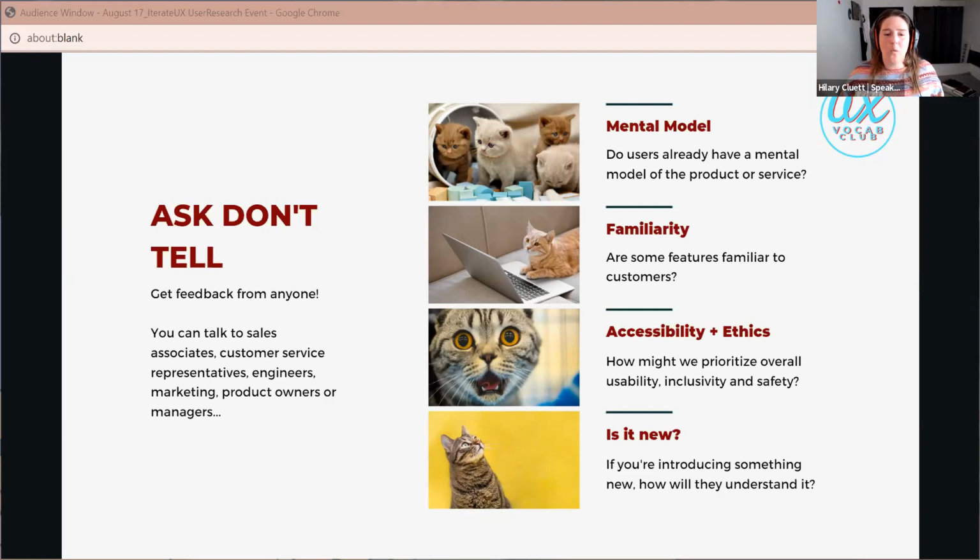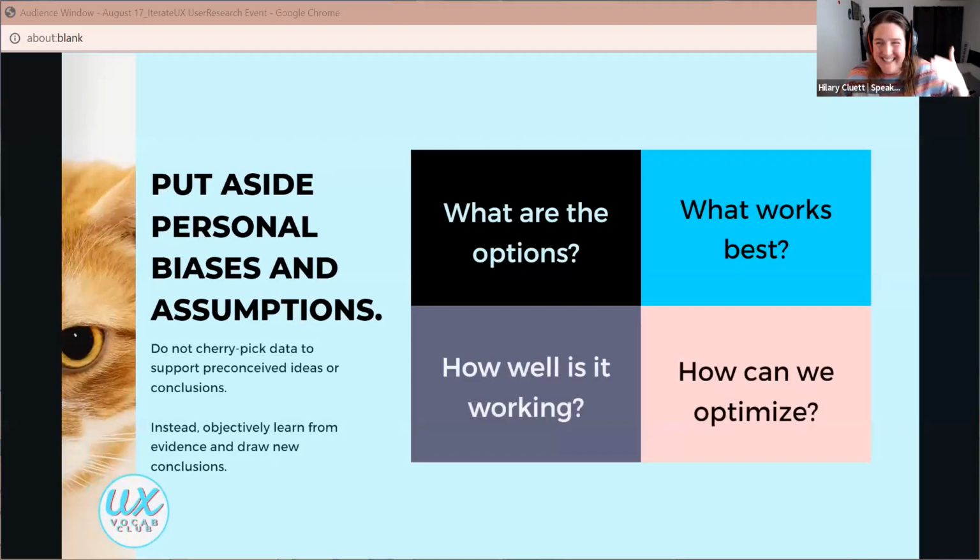Excellent. So when you're asking these questions, and we all have our own mental models that we come in with, those are often called biases. So we can have personal biases. And it can happen for so many different reasons, and everyone has them. So like, don't be like, oh no, it's okay. It's okay to have a bias. It's just when you're doing user research, you want to put aside your personal biases and assumptions, okay? You do not want to cherry pick through your data to support your preconceived ideas or conclusions.